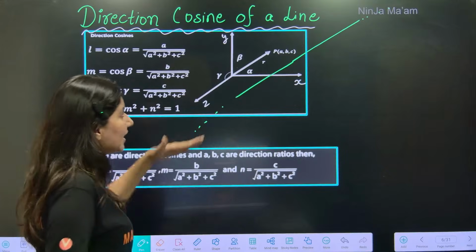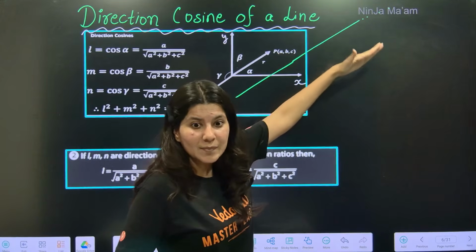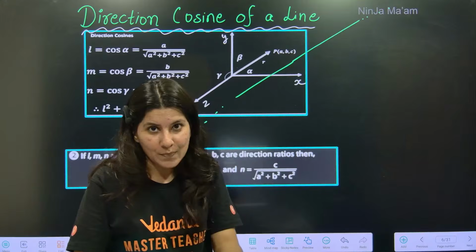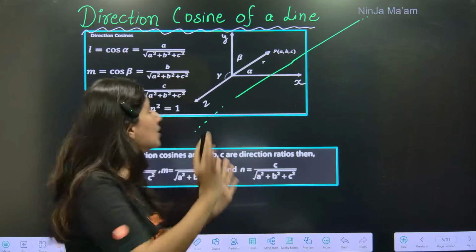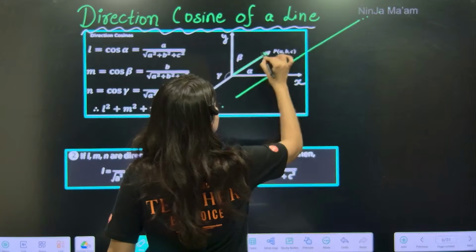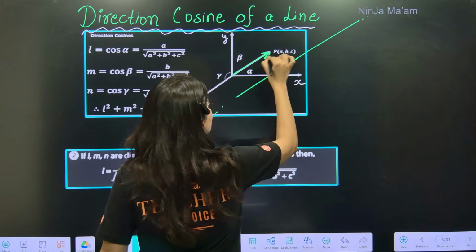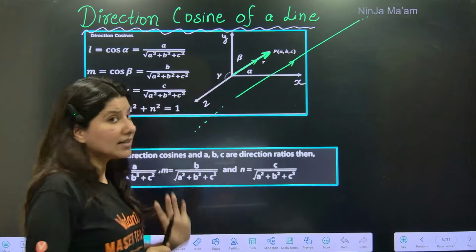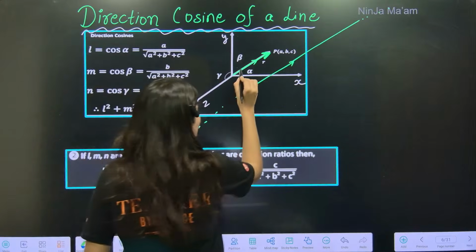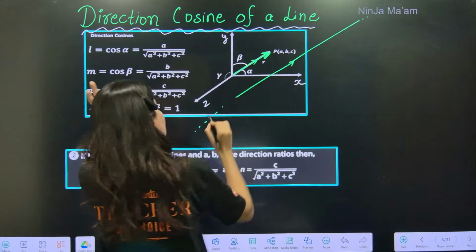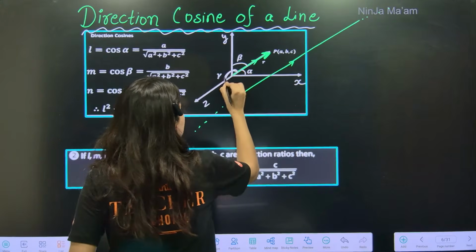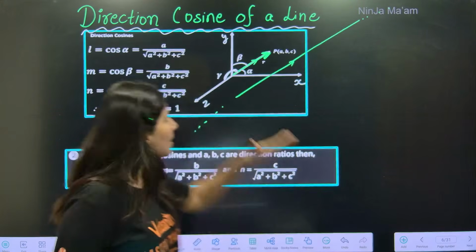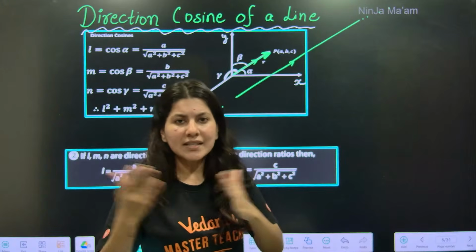Now this line, which is in the 3-dimensional plane with x, y, and z axes, has a direction. Direction means a vector. Suppose I have a vector which is in the direction of this line. This is my vector, which is parallel to my line. Now this vector is making an angle of alpha with the x-axis, beta with the y-axis, and gamma with the z-axis. This line is also making the same angles, alpha, beta and gamma.